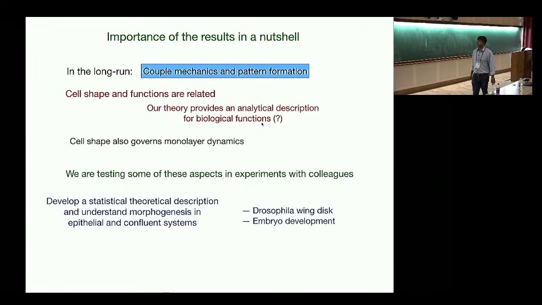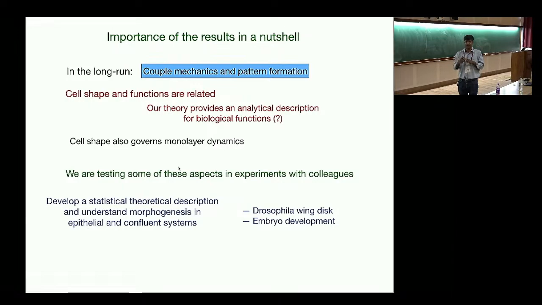Okay, so let me wrap up quickly. Why are these results important? As I stated, we want to couple mechanics and pattern formation. And the way that we are looking at this, cell shape and functions are very strongly related, and it has been shown that they are related at the single cell or at the average level. The question we are asking is, are they also related at the statistical level? And so cell shape also governs this monolayer dynamics. So this is another aspect, that the same parameter governs both statics and dynamics.